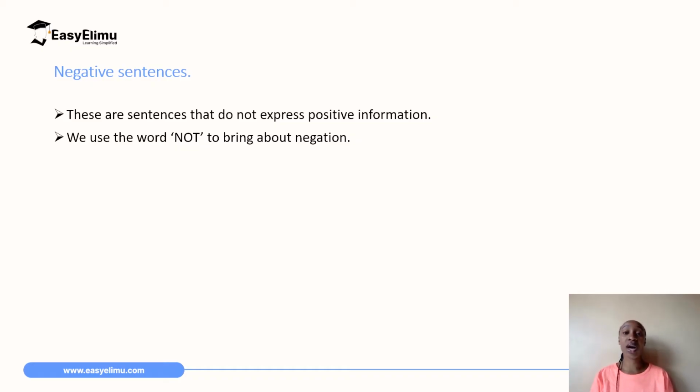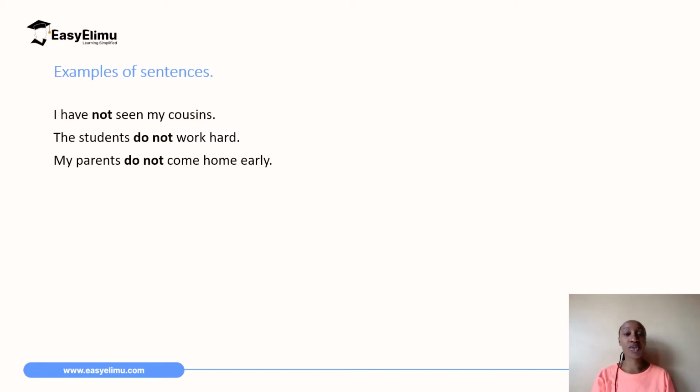And we use the word not to show the negation. We incorporate the word not for us to show negation. So let us look at a few examples in the next slide. So we are going to use the same sentences that we used when we were discussing the affirmative sentences. We are now going to convert them to negative sentences.